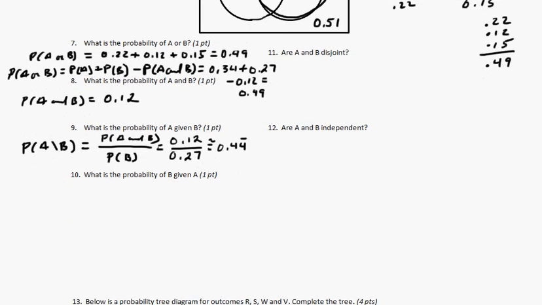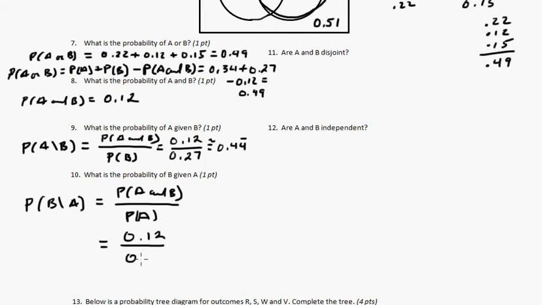Okay, moving on. What's the probability of B given A? Well, again, that's the probability of both A and B divided by, this time, the probability of A. So the probability of both is 0.12, and the probability of A was given, 0.34. And so that comes out to be 0.353, something like that.